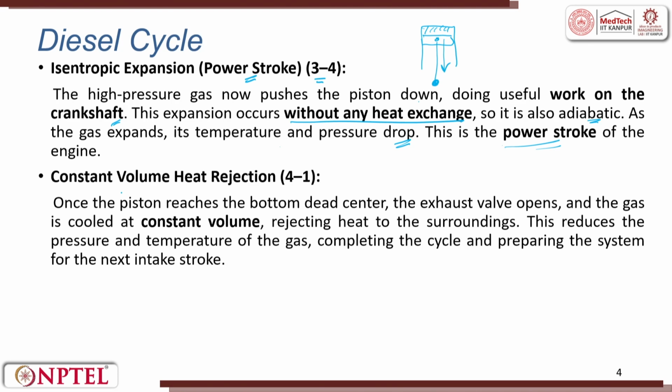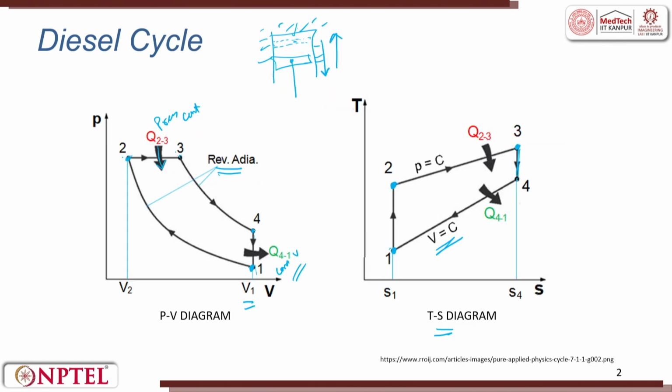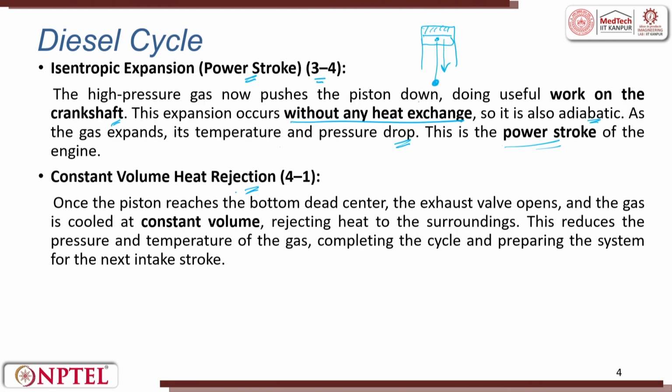The last step is constant volume heat rejection, 4 to 1. PV diagram 4-1, TS diagram 4-1. It is constant volume heat rejection. Once the piston reaches the bottom dead center, this is TDC and this is BDC, the exhaust valve opens at the top and the gas is cooled at constant volume, rejecting heat to the surroundings. That is what is happening in the exhaust.